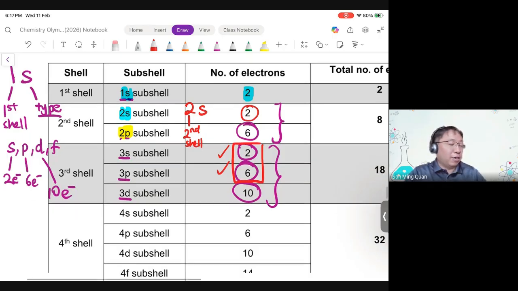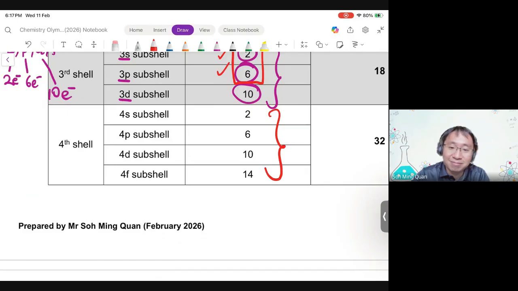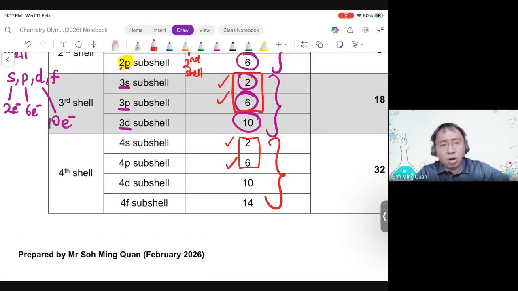Now, finally, the fourth shell has 4s, 4p, 4d, 4f. I'm sure you can see 2, 6, 10, and finally 14. Adding up together, the fourth shell can hold up to 32, you know. And yet, if the fourth shell can fill 8, it's also considered stable. Okay? So 8 is indeed a magic number, a lucky number. Now, why so mysterious? How come it can fill up to 18, fill up to 32? How come if I fill 8 it's already stable?